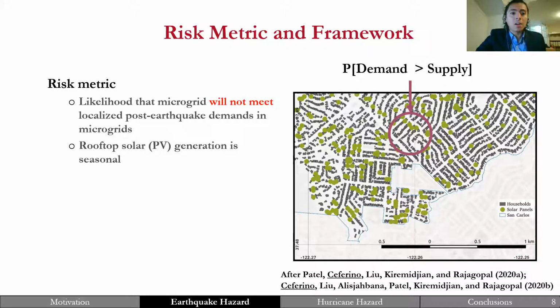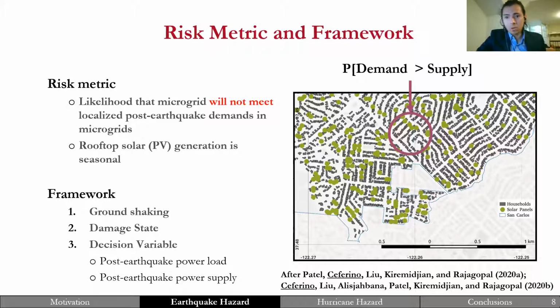Again, here we focus on rooftop solar panels, and just to remind you or give you some context, solar generation is highly seasonal. You have more generation during the summer than during the winter. Therefore, here the risk is going to be coupled with the season, which is interesting because that's not usually the case for earthquakes, as it is for other natural hazards.